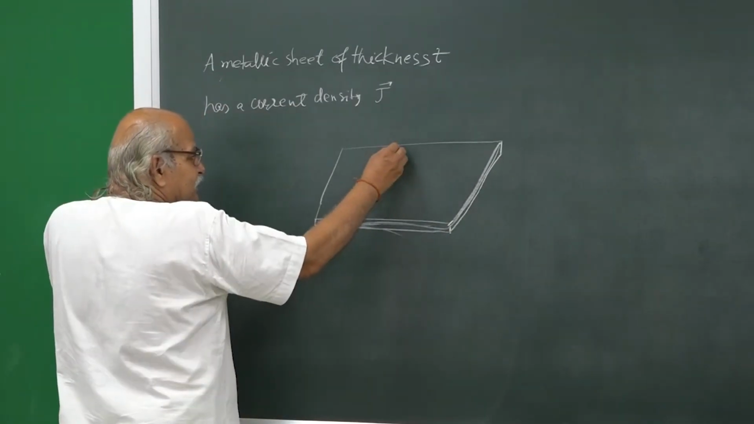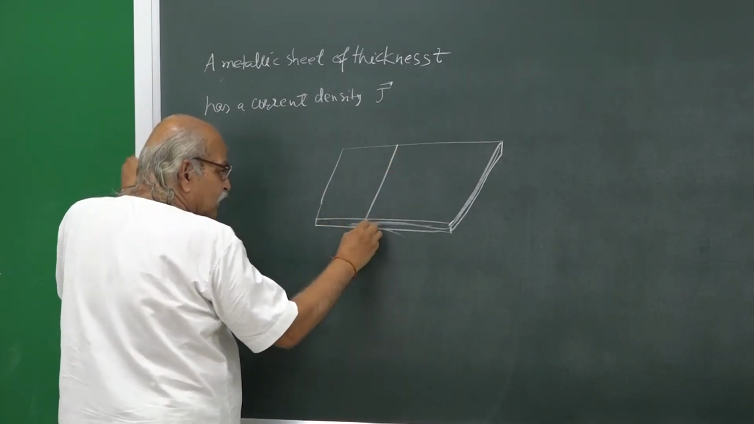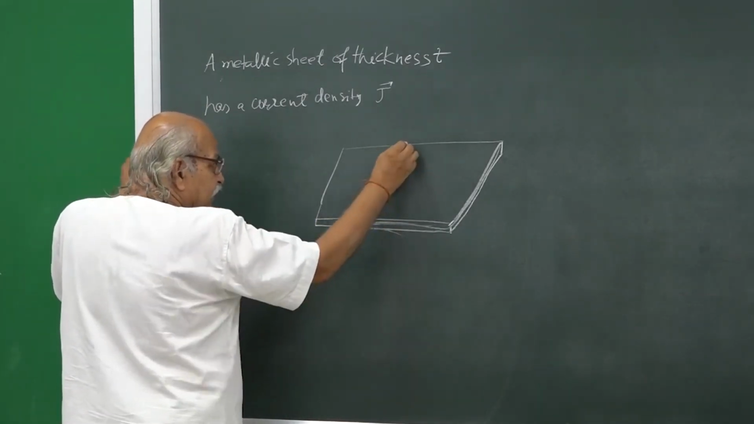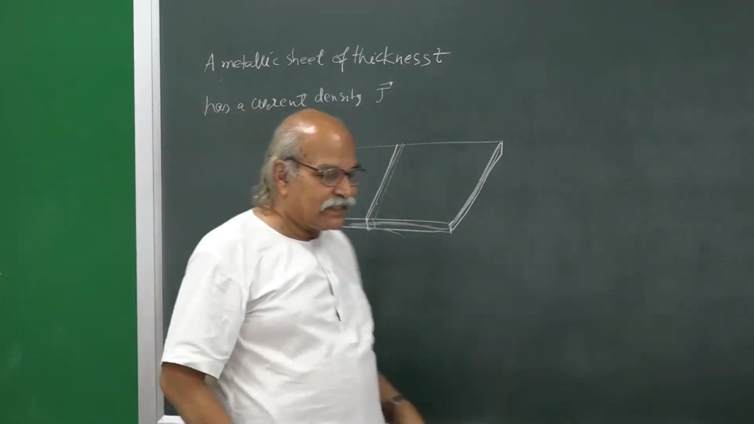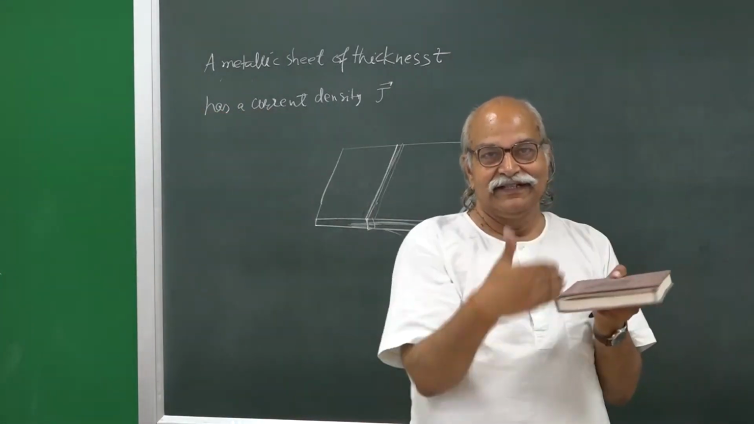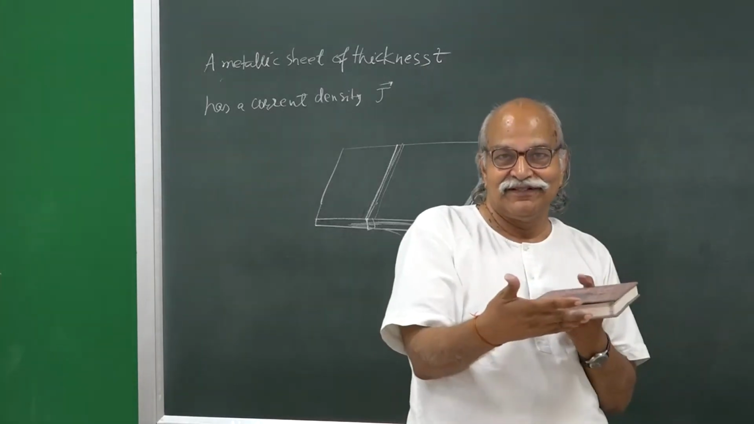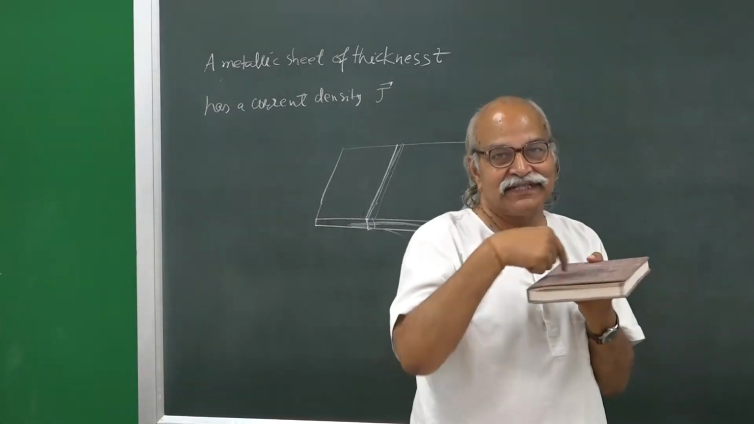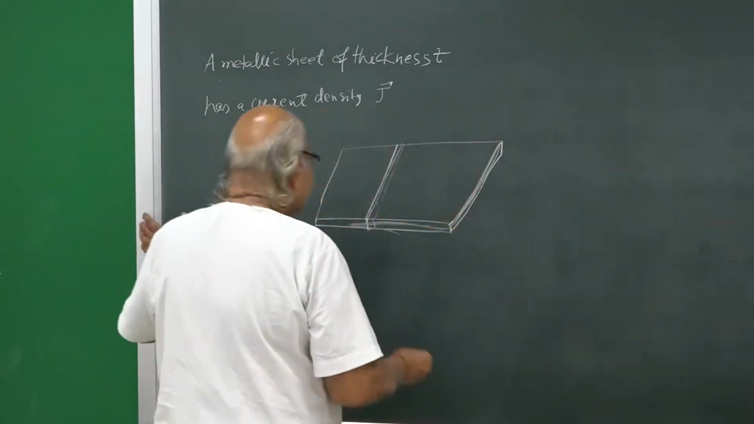So, if I take, let us say, a cross section somewhere here, I am just taking some cross section here. So, how much current is going from this side to that side? That will be J into the area of cross section that I have taken. Okay. So, J into area of cross section.